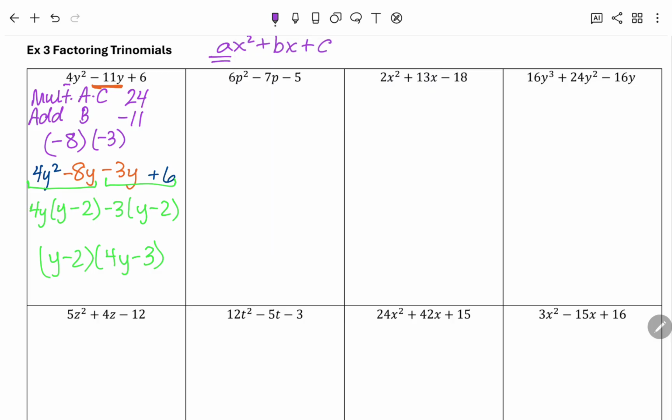So next, same thing. I see no GCF. I see my a value is greater than 1. So I'm going to ask myself what multiplies to give me negative 30 and what adds to give me negative 7. And I come up with the numbers negative 10 and a positive 3. Okay. They're going to multiply to give me negative 30 and add to give me negative 7.